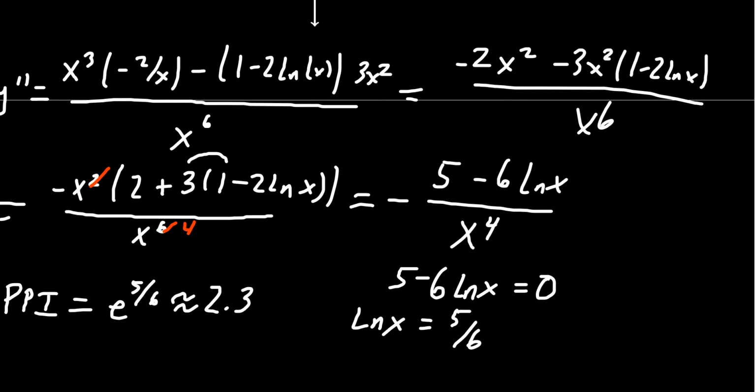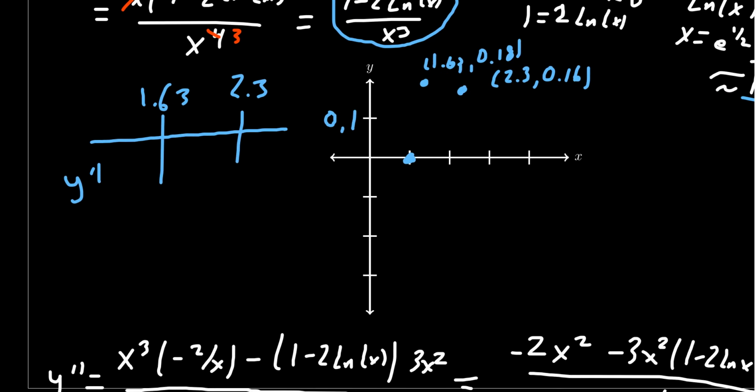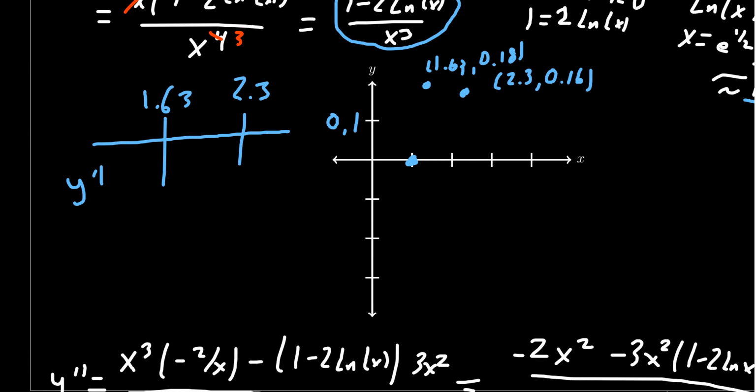This thing will be positive until it hits its x-intercept, and it'll switch to be negative. But because of the negative sign, it actually switches things around. So if we were to plug these into the second derivative, it's going to be negative, negative, and then positive.